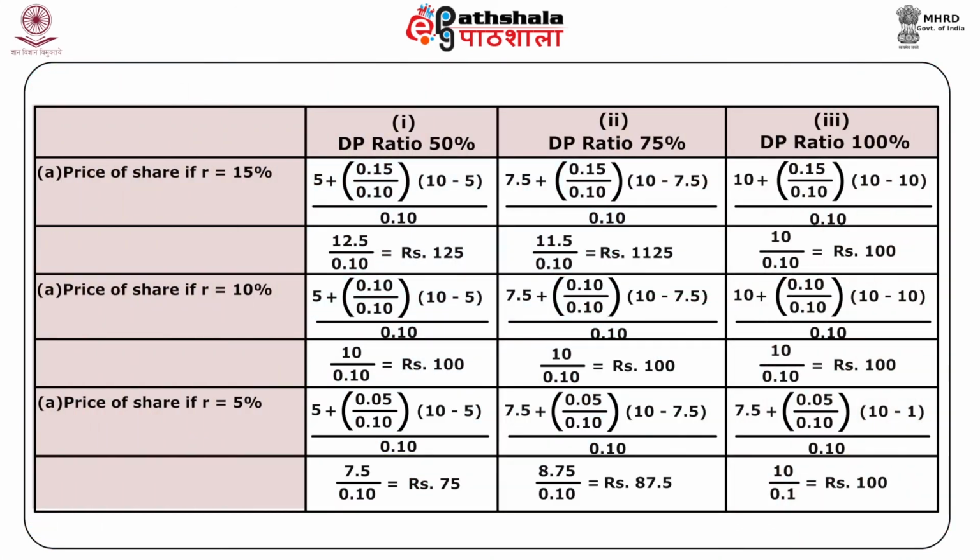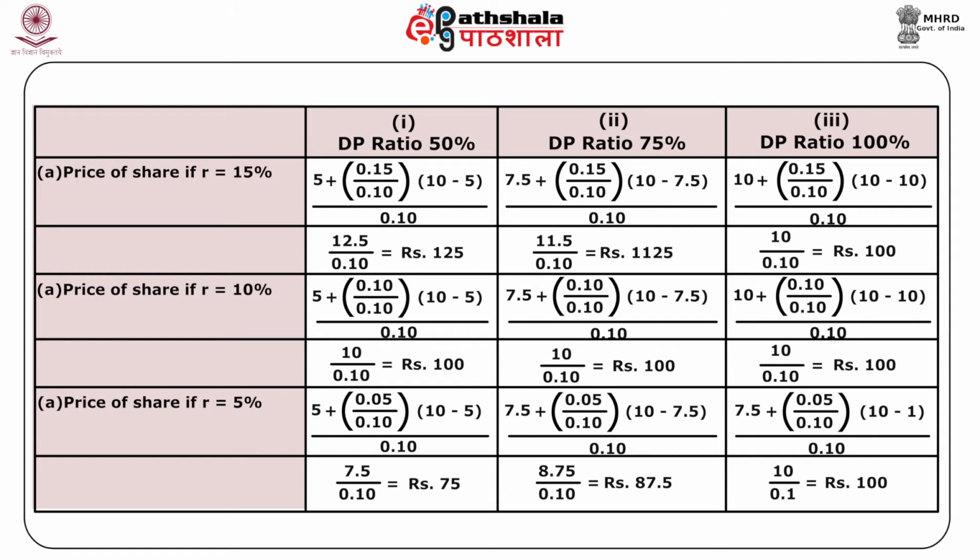Now we prepare a table in which on the vertical side we have put the three options. The first is price of share if R is equal to 15%, next column price of share if R is 10% and next price of share if R is 5%. On the horizontal side we have created three columns where we are showing DP ratio 50%, next column DP ratio 75% and in the third column DP ratio 100%. We calculate all the values.